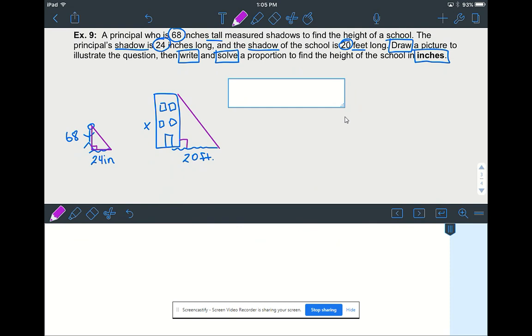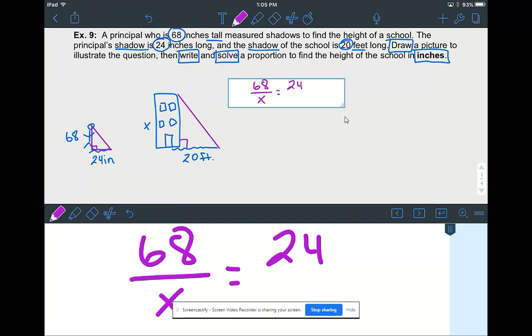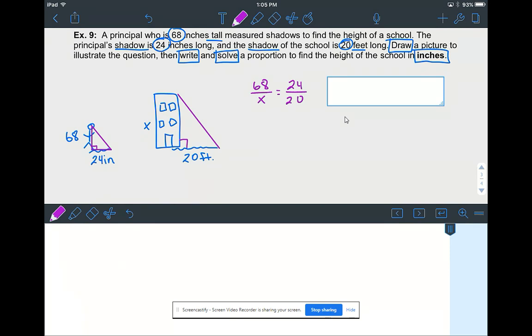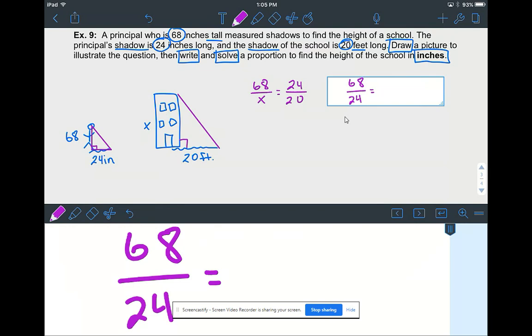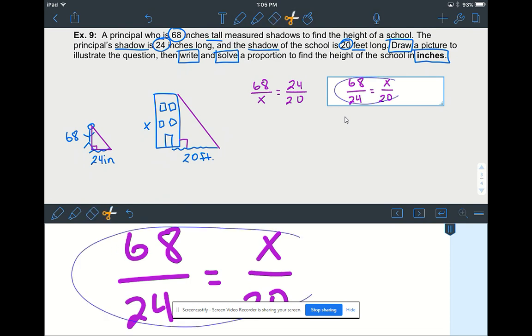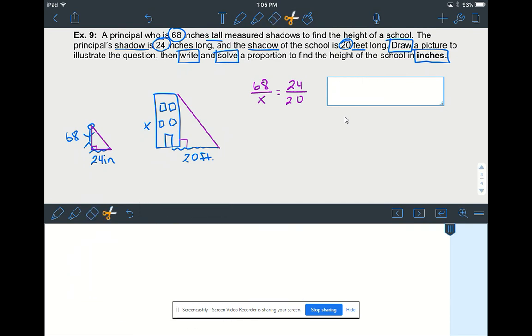So we've got the height. Let's do the height. So 68 over x. So we've got the height, and then we've got the shadows. So 24 over 20. Now, if you wanted to, you could do height over shadow. So 68 over 24 and height over shadow of the building. Either one of these proportions is 100% correct. Okay, either one. Now, I'm going to go with the first one that I picked. So I'm going to delete this one.